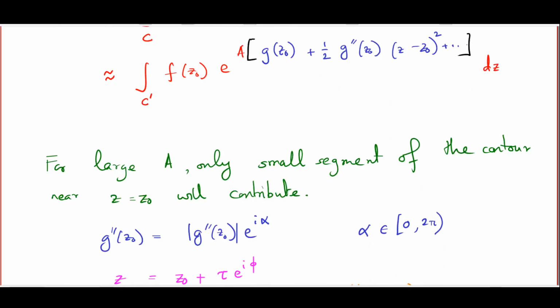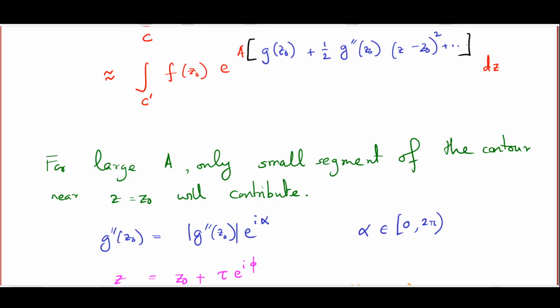Now, the important point is, as was the case for the real integral, for large values of a, only a small segment of the contour near z equal to z0 will contribute. This assuming that we have been able to deform the contour in such a way that not only does it go through the saddle point, it goes through the saddle point in the direction where steepest descent takes place, so that only in a small segment around z equal to z0 do you really get substantial contribution. Far away from that, the contribution nearly vanishes.